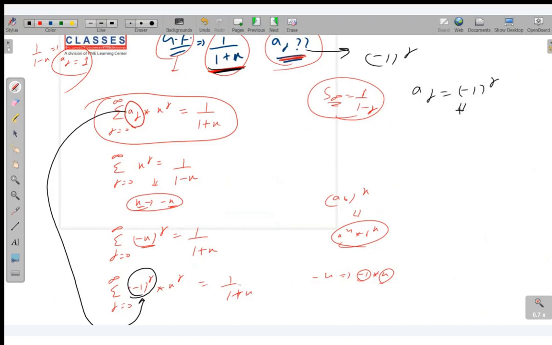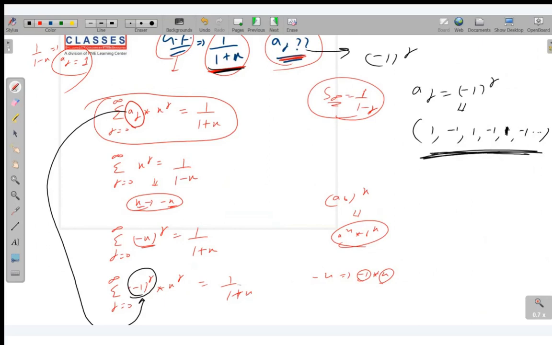So now if they want you to give the sequence, that is also very easy. When r is 0, you will say minus 1 power 0 is 1 only. When r is 1, it will be minus 1. When r is 2, it will be 1. Then 3 minus 1, 4 1, 5 minus 1 and so on up to infinity. So the sequence is 1, minus 1, 1, minus 1, 1, minus 1 and so on like this. So they can ask a question like this also.